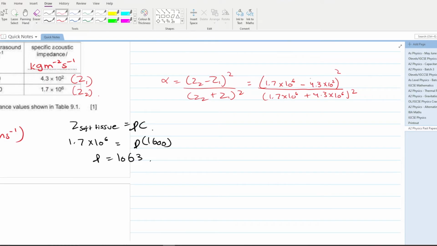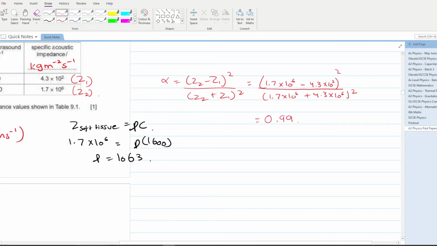(1.7 × 10^6 − 4.3 × 10^2) whole squared divided by (1.7 × 10^6 + 4.3 × 10^2) whole squared, and let's see what the value is coming out to be. The value comes out to be 0.99.